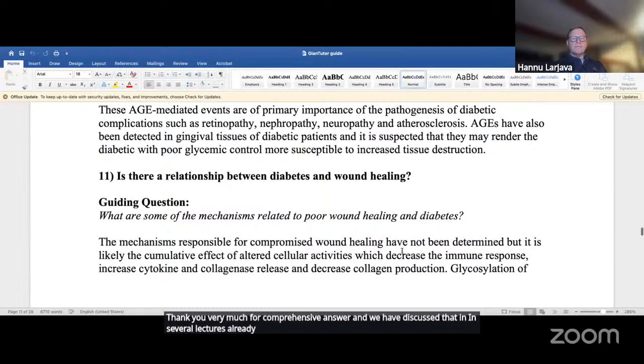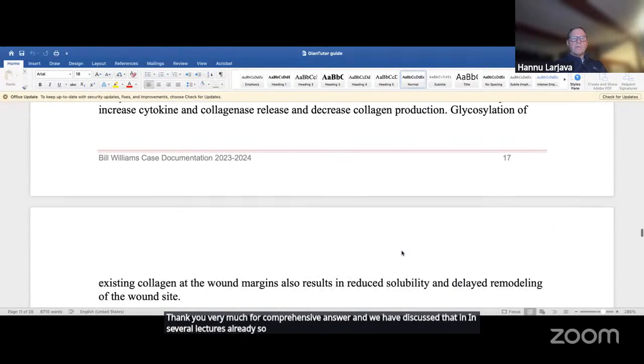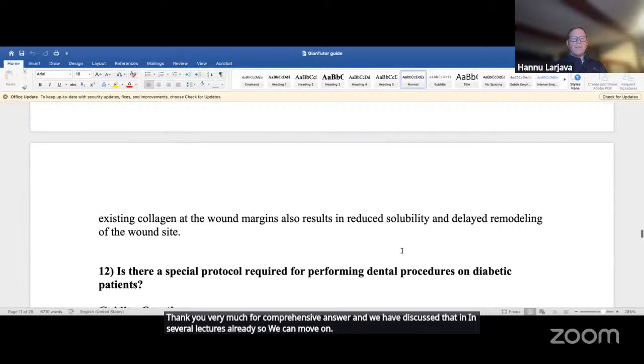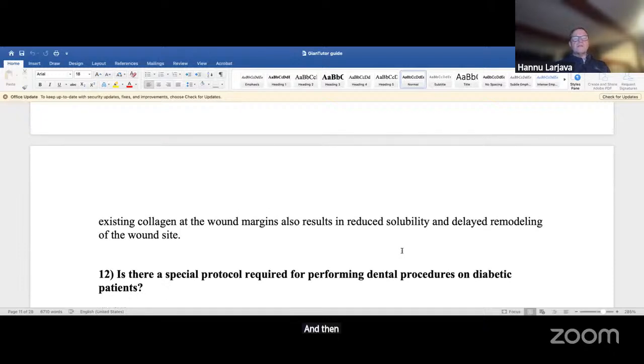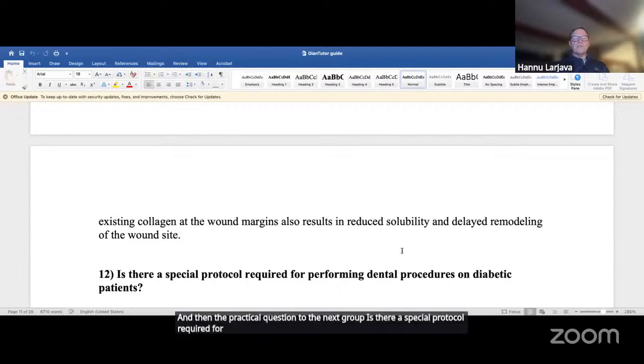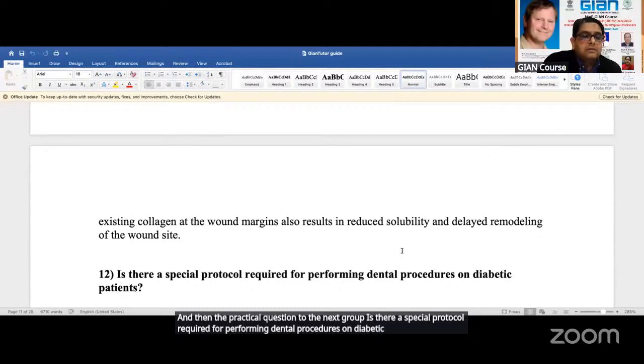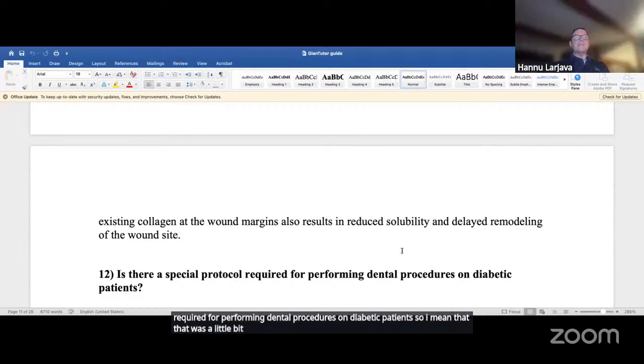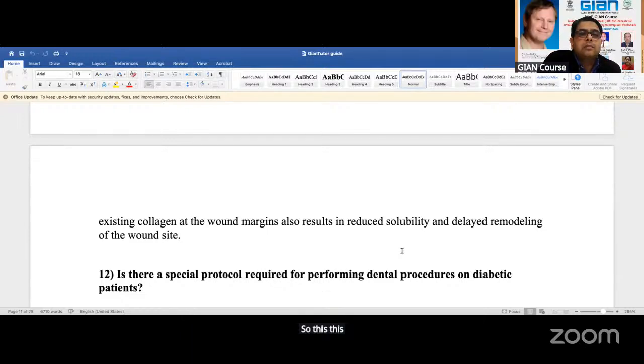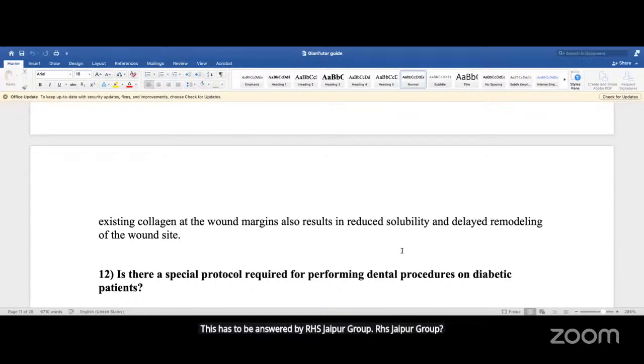So we can move on. And then the practical question to the next group: is there a special protocol required for performing dental procedures on diabetic patients? I mean, that was a little bit covered, but let's go through that one more time. So this has to be answered by the RUHS Jaipur group. RUHS Jaipur group. Good morning, sir. Good morning.